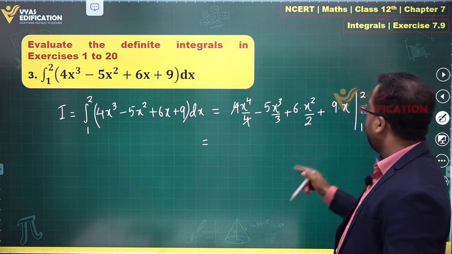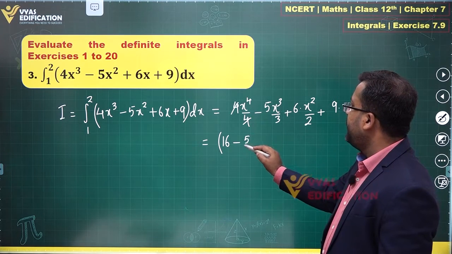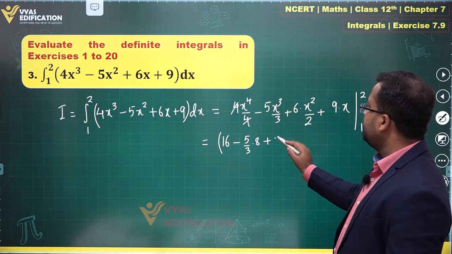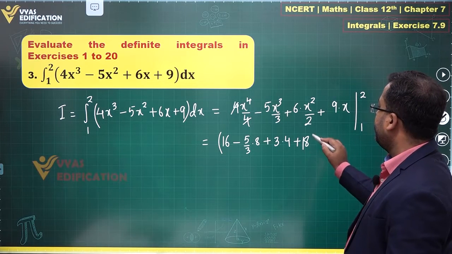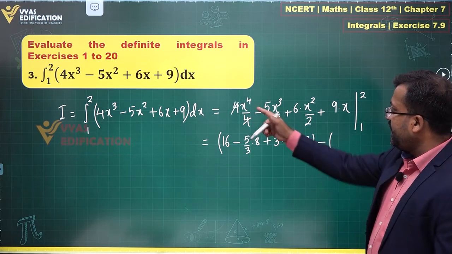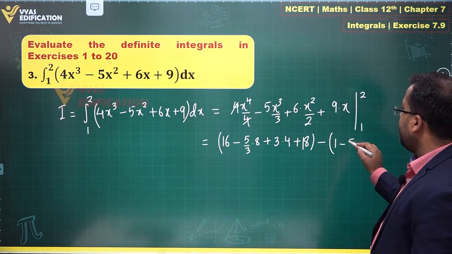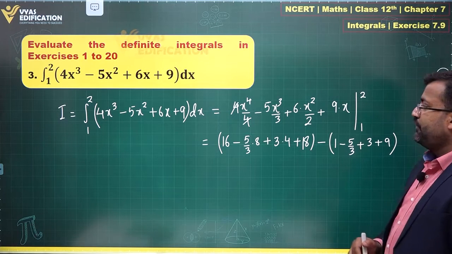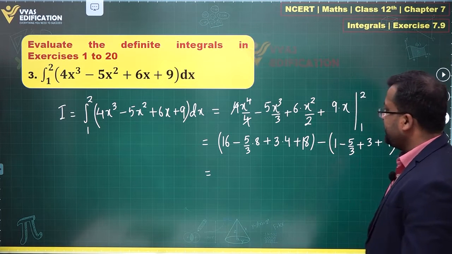This is simply x power 4, so this becomes 2 power 4, which is 16, minus this is 5 by 3 times 2 power 3, which is 8, plus 6 by 2 is 3 times x square, which is 4, plus 9 times 2 is 18, okay, minus 1 power 4 is 1, minus 5 by 3 plus 6 by 2, which is 3, plus 9 is what I get over here. Is that okay? Yes. Now, let's simplify this further.